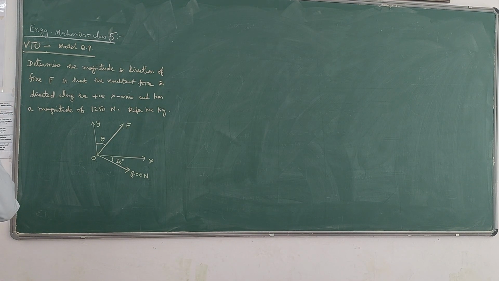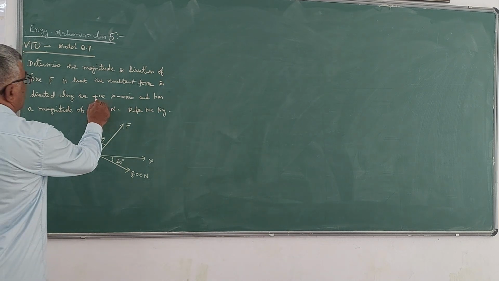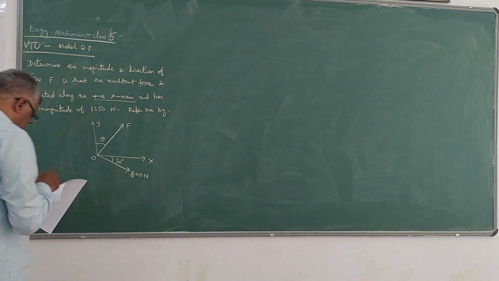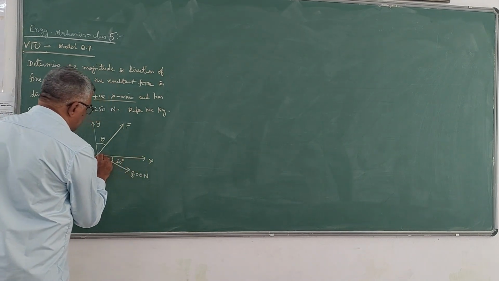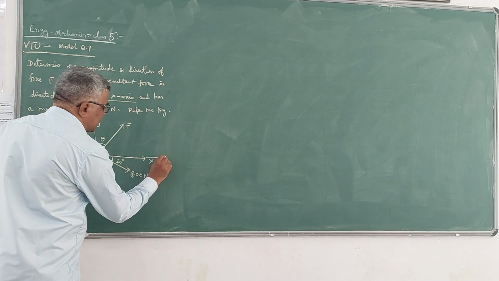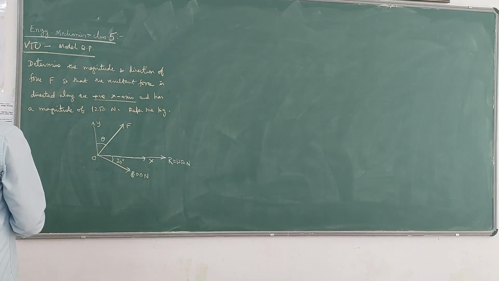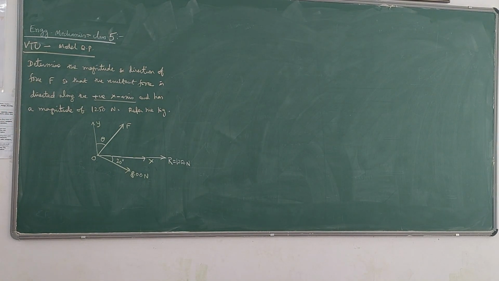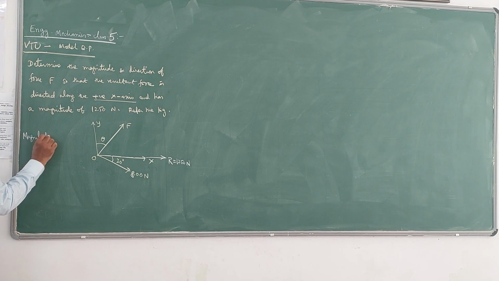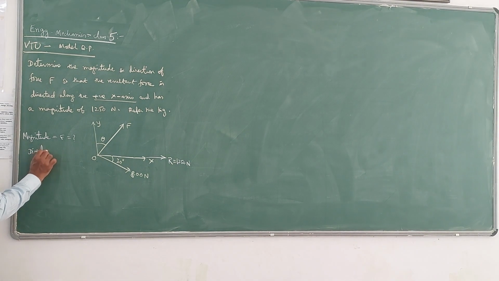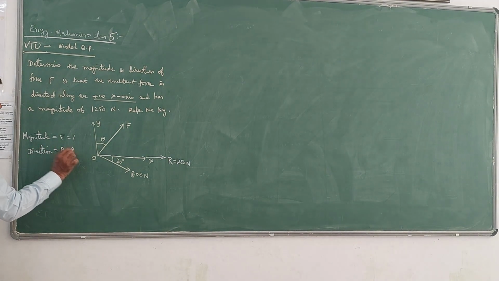The resultant force, as he says, is acting along the positive x-axis. Positive x-axis means like this. So according to that, the resultant force is acting like this, whose magnitude is 1250 Newton. The question is, you have to find the magnitude and direction of this force F. So magnitude of F, then direction theta. So these two things we have to find out.